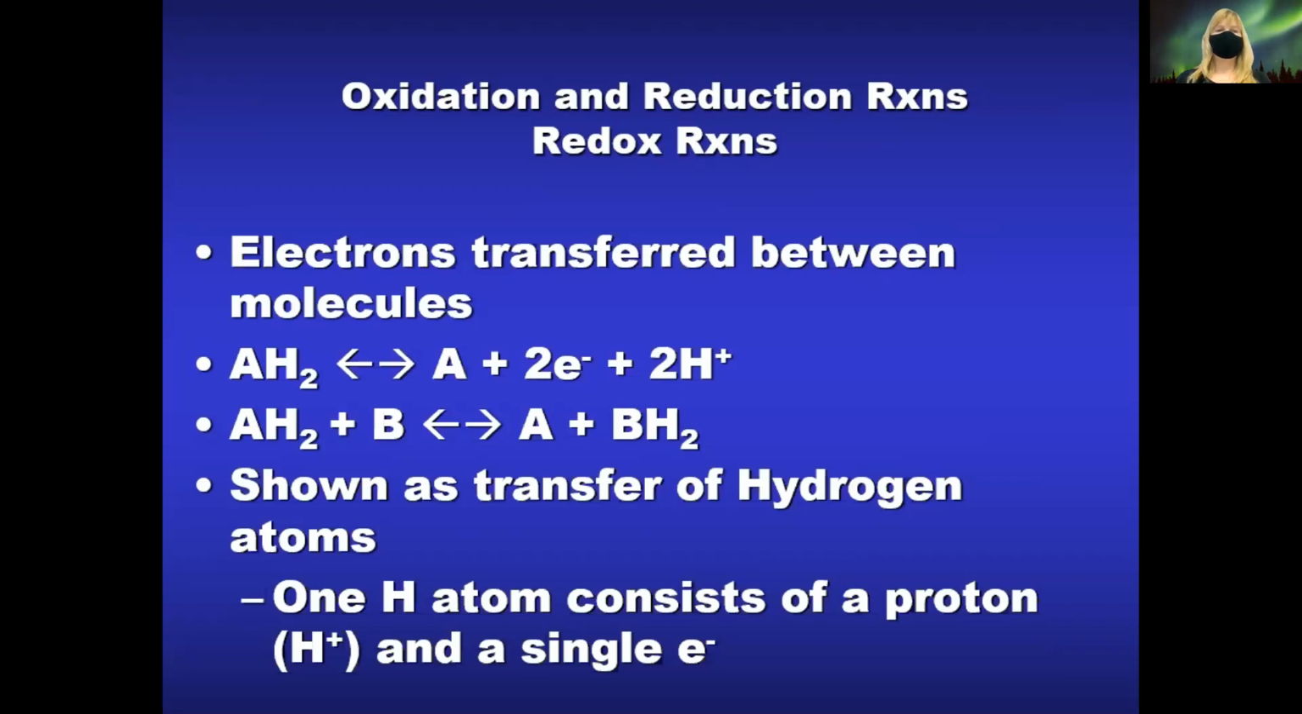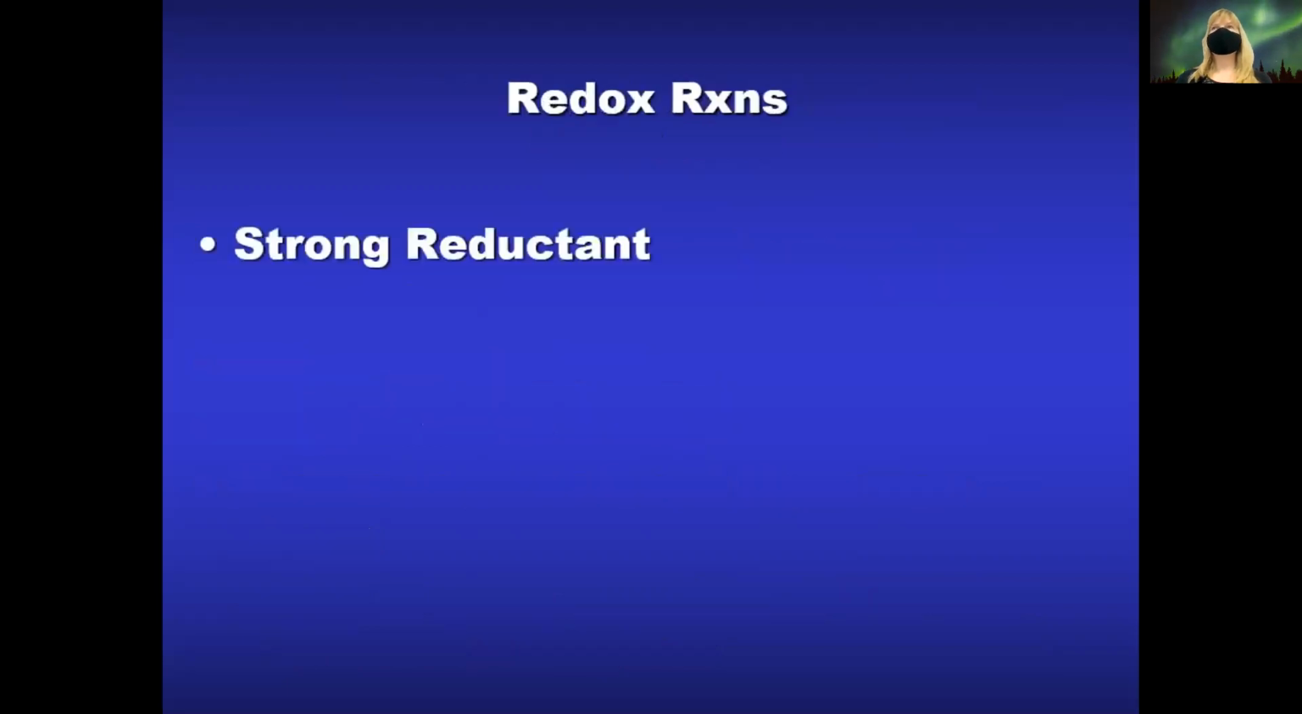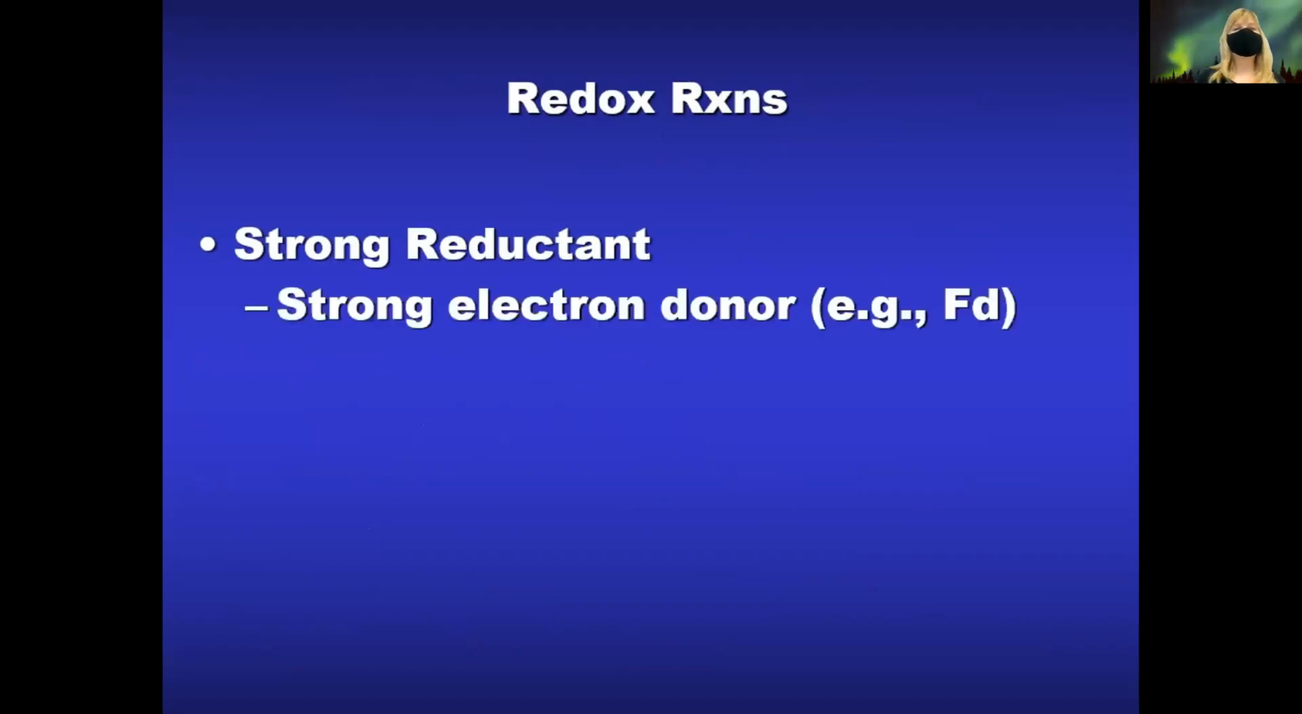All right, now when we look at the light reactions, we're going to see that there are some players in the game that are what we call a strong reductant. That means, chemically speaking, I like to say it's very happy to give off electrons. It's just very well suited, chemically speaking, to doing that. An example of that when we get into the light reactions is this protein called ferredoxin. We abbreviate it down to FD.